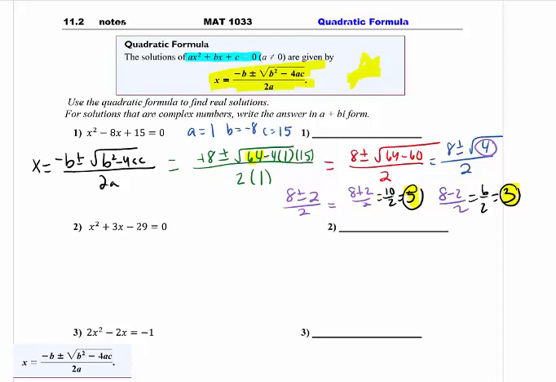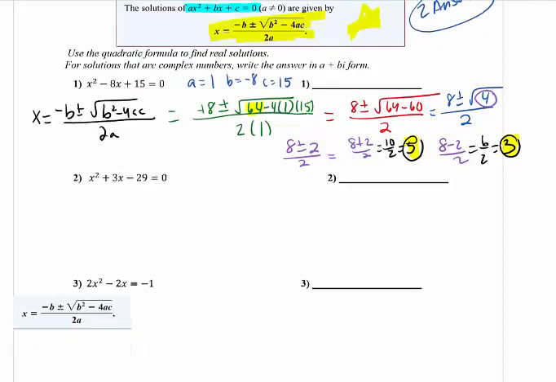But if the radical disappears, please split them up. And you remember, with a quadratic, how many answers do we expect? We expect 2 answers. That's where the plus or minus comes from. So going to number 2, I'm going to start off again by writing out my formula.